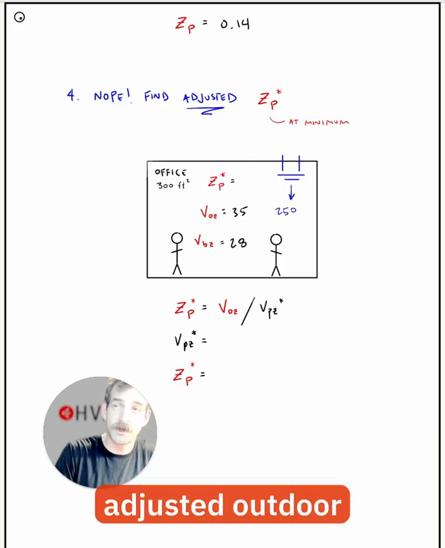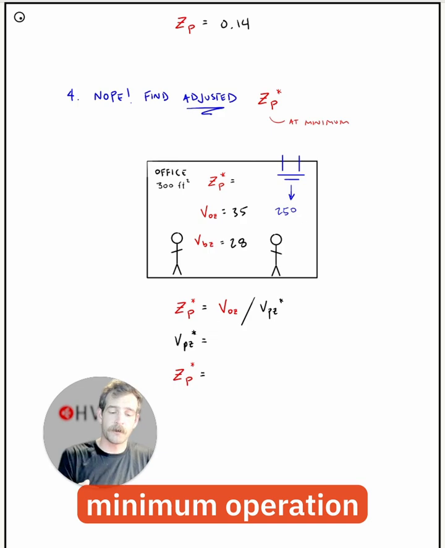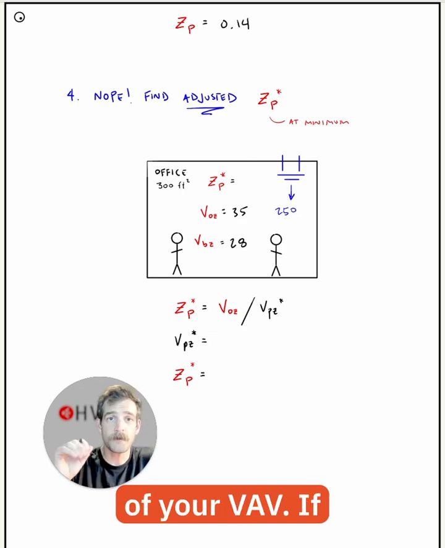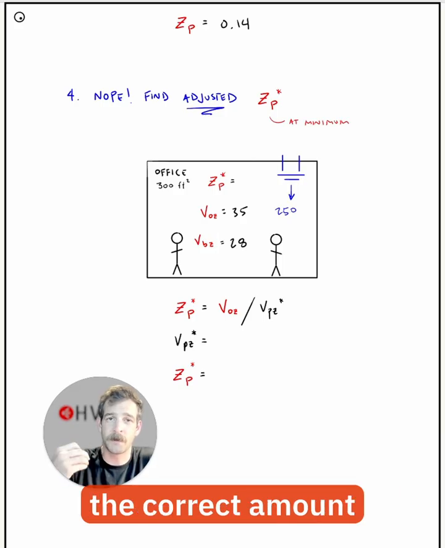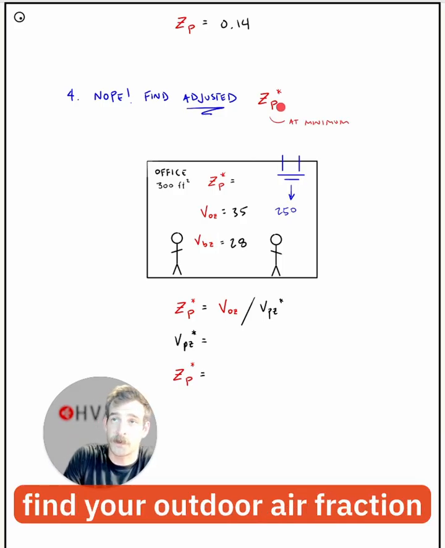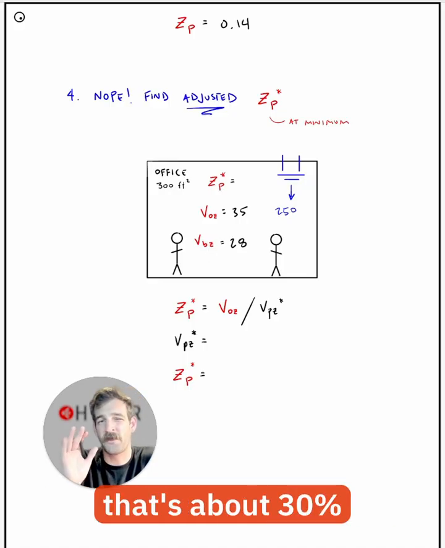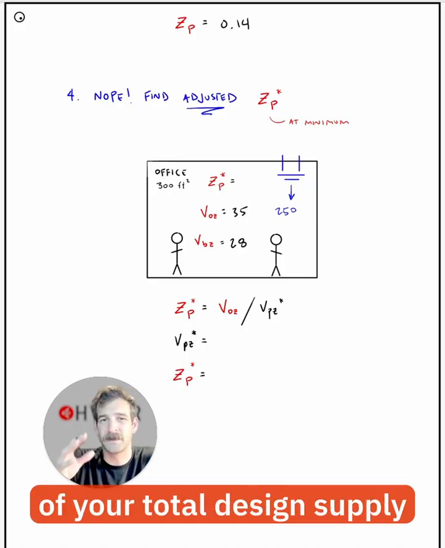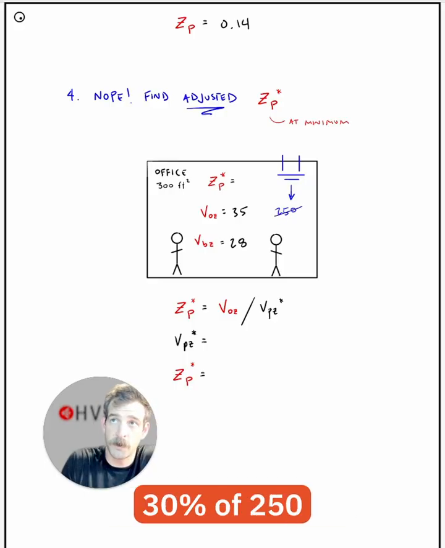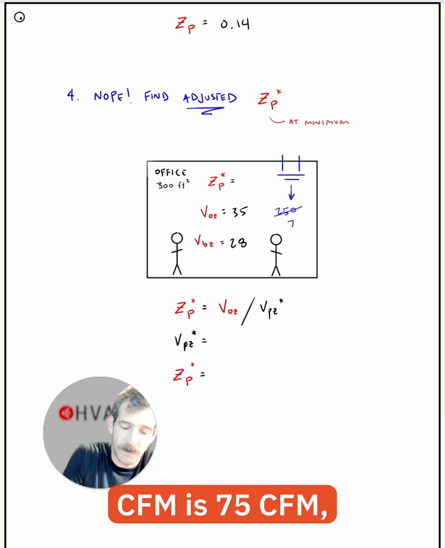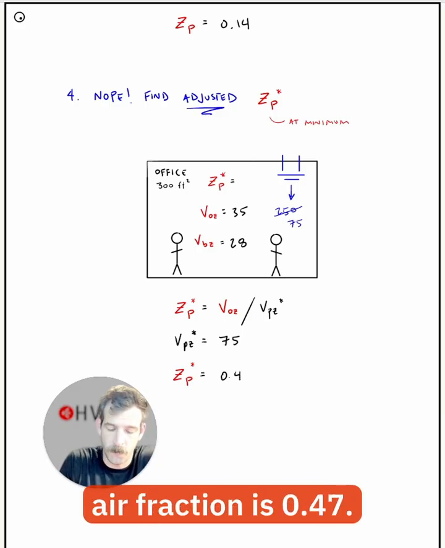We need to find the adjusted outdoor air fraction, which is essentially the outdoor air fraction at the minimum operation of your VAV. If one of your zones is operating at the minimum airflow, you still need to provide the correct amount of outdoor air. So we need to find your outdoor air fraction for a reduced CFM, the minimum operation. Typically, that's about 30% of your total design supply CFM. So for that, we just need to adjust the supply. 30% of 250 CFM is 75 CFM, which means our adjusted outdoor air fraction is 0.47.